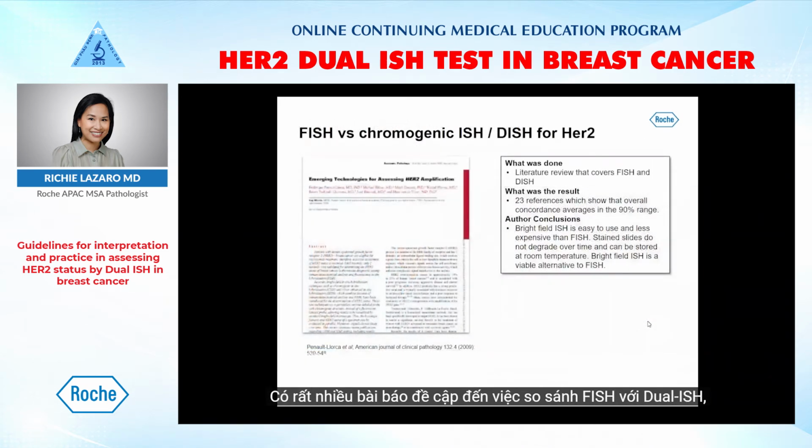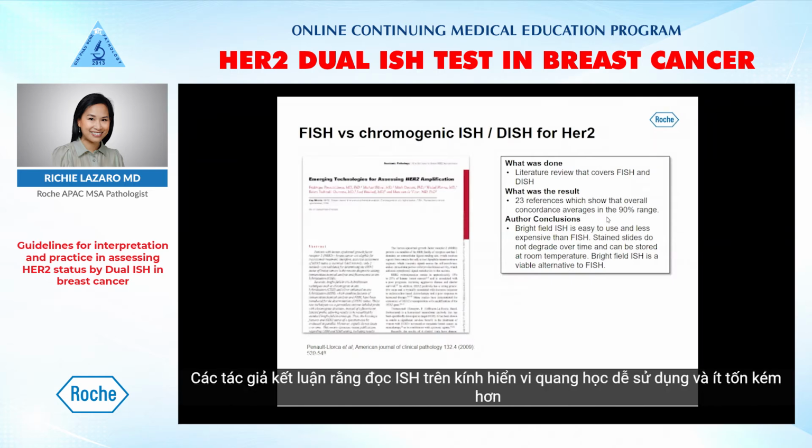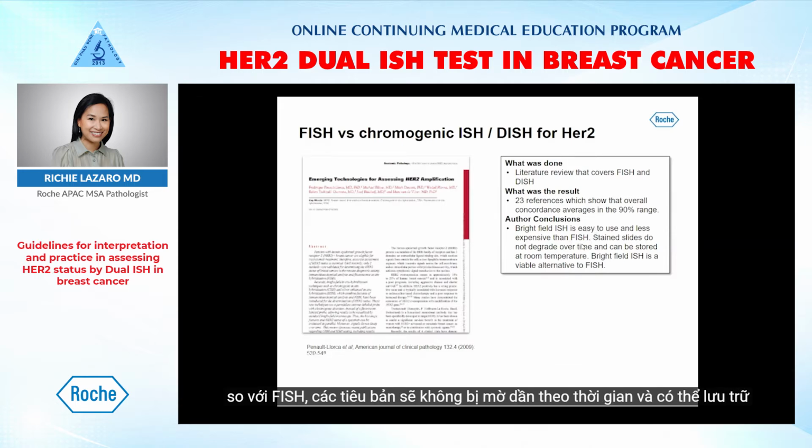There are many articles covering FISH comparison with dual ISH assay, 23 references which show overall concordance averages in the 90% range. Authors conclude that bright field ISH assay is easy to use and less expensive than FISH. Stained slides do not degrade over time and can be stored at room temperature. And the bright field ISH is a viable alternative to FISH.